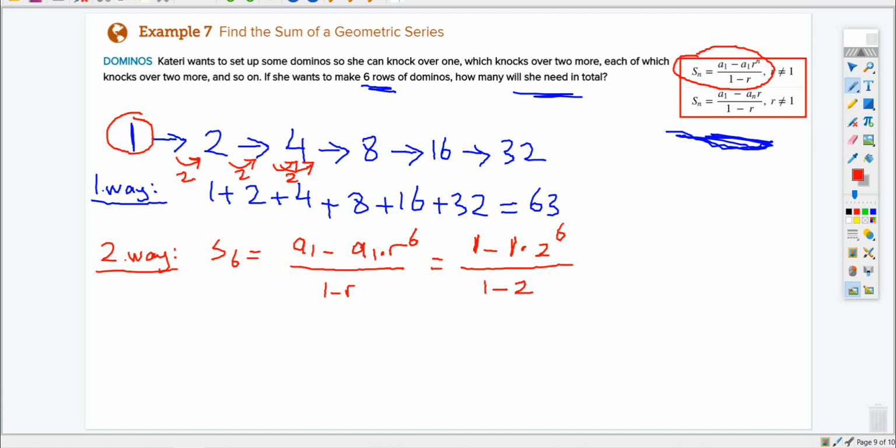Okay, let me write them here also. A1, as we can see from the situation for the first tile, that's 1. And r, since it's doubling all the time, that's a 2. If you do the math here, that's 1 minus 64 over 1 minus 2. That also gets you 63 as the answer. Okay, it doesn't matter which way you follow.